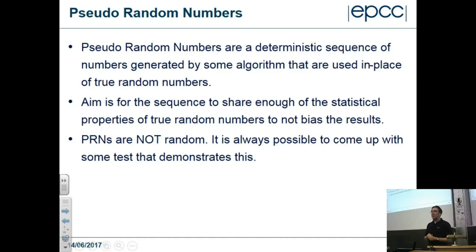They're not truly random. You could always generate some test which can demonstrate that they're not truly random. But in almost all applications, scientific and technical applications, we want to use pseudo-random numbers because A, they're good enough, they're fit for purpose, but B, the fact that they're reproducible is a good thing for debugging.